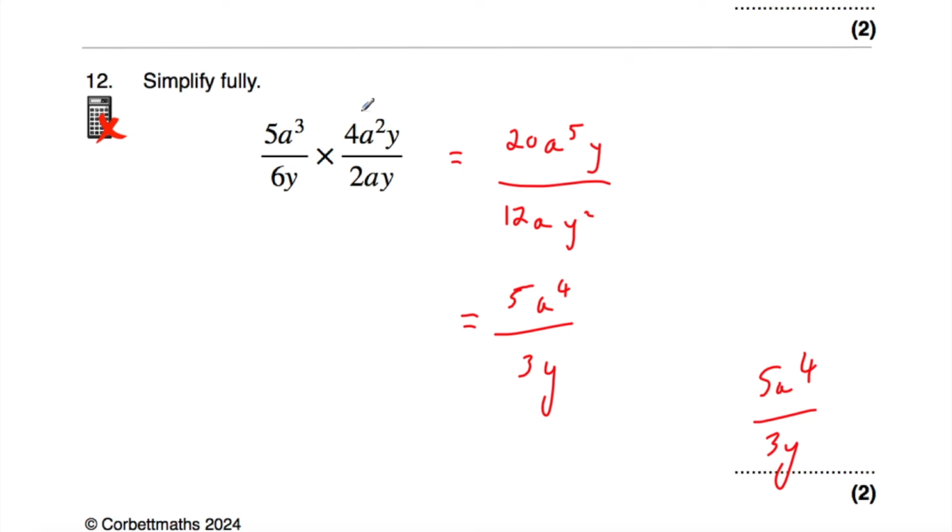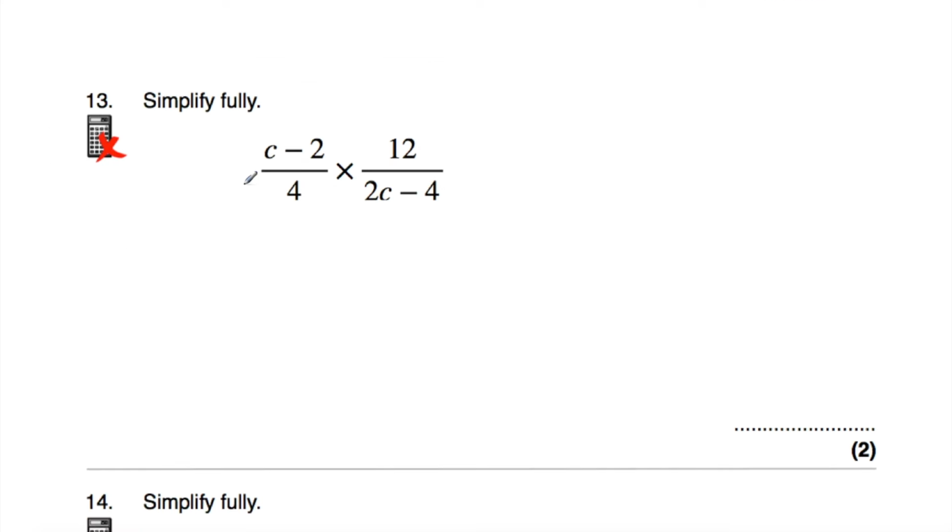So in this question, we've multiplied the numerators together, we've multiplied the denominators together, we've then cancelled down the numbers by seeing they're both divisible by 4, and then we've done a to the power 5 divided by a, so we've cancelled one of those a's with that a, so we've got a to the power 4 on the numerator, and then we had y over y squared, but that y cancelled with one of those y's, so we're left with a y in the denominator. So then that's our answer. Okay, let's have a look at our next question, question number 13.